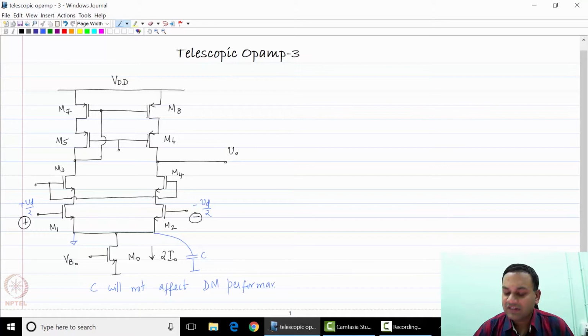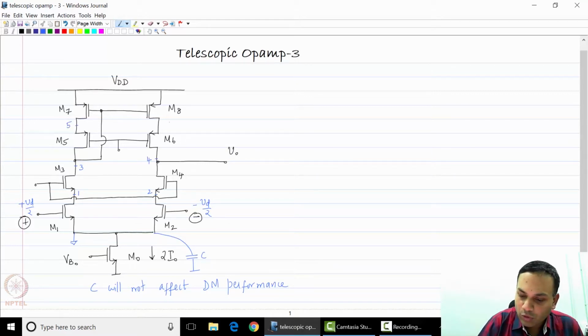You should note, we can ignore the capacitance there because the common source node happens to be a virtual ground. Now let us start naming the other nodes. So let us now name this node 1, node 2, node 3, node 4, node 5 and node 6.